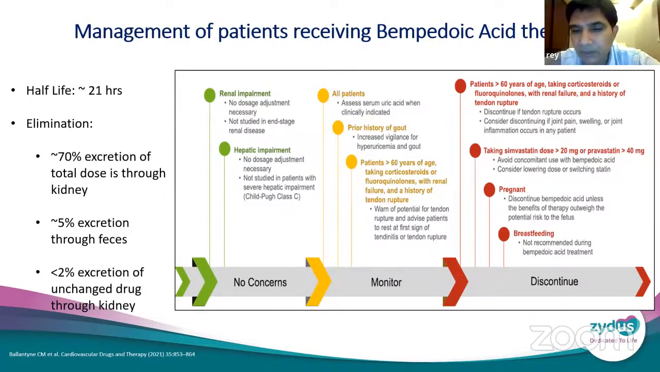We can give it without dose modification, but we should be careful and monitor patients whose uric acid is higher or who have a history of gout. If the patient is more than 60 years of age, taking steroids or fluoroquinolones, with renal impairment and a history of tendon rupture, caution is needed. It should be avoided in pregnant or breastfeeding females or patients taking high doses of simvastatin or pravastatin. And in patients more than 60 years old who are taking steroids or have tendon rupture, it should be discontinued.